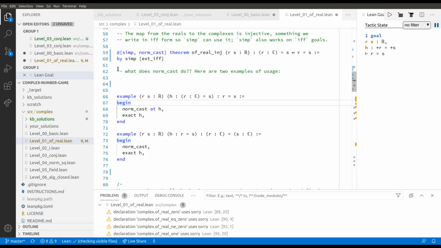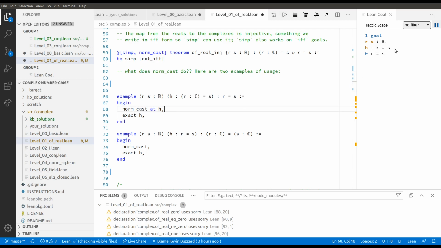And I don't want to start using the simplifier and so on. This is so obvious I shouldn't even need the simplifier, because Lean should somehow know that two real numbers are equal if and only if the corresponding complex numbers are equal. And the normcast tactic does this. Normcast takes a statement where there are arrows and it removes them. So what's this proof here? Normcast at h. You see, h used to have arrows in, but when you use the normcast tactic on it, the arrows go away.